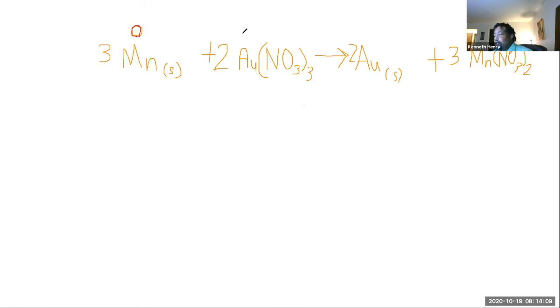Sure. What is the second rule for determining oxidation numbers? The oxidation numbers are equal to the ion's charge. Oh, so the oxidation number will be equal to the ion's charge. Tell me, is gold an ion here? Let me help you out. I forgot to put my aqueous labels here.